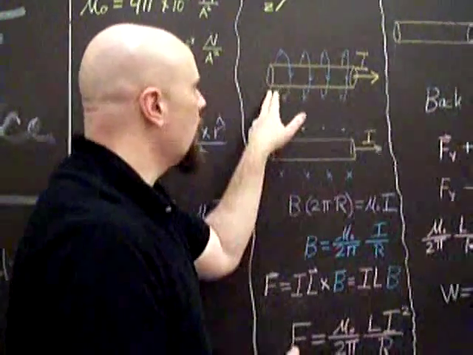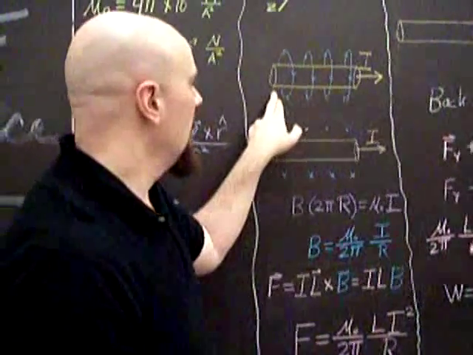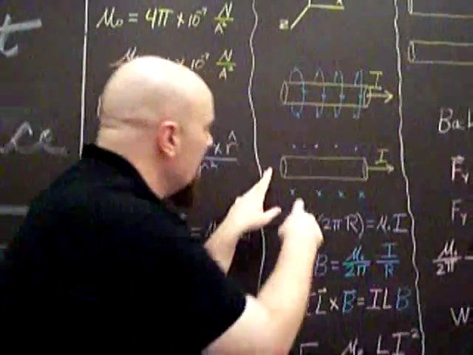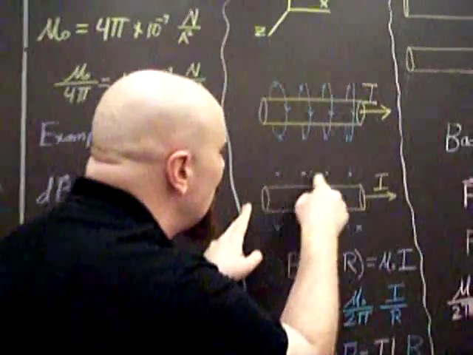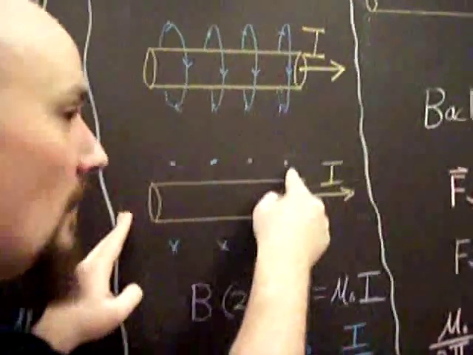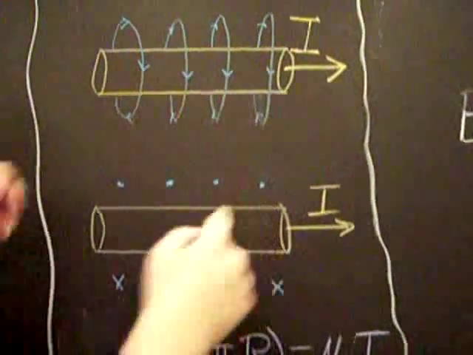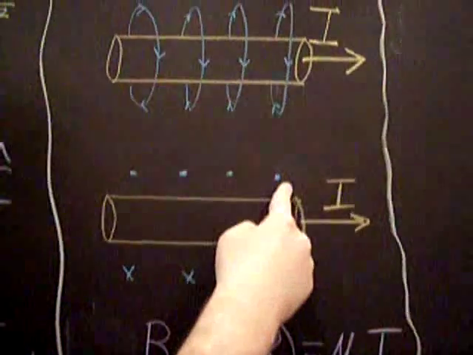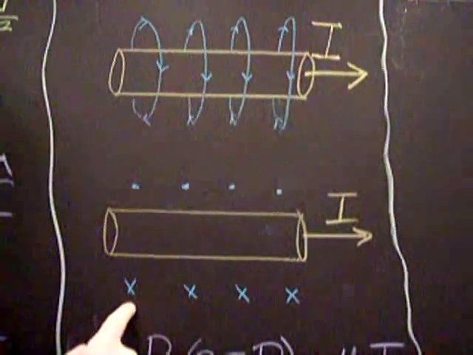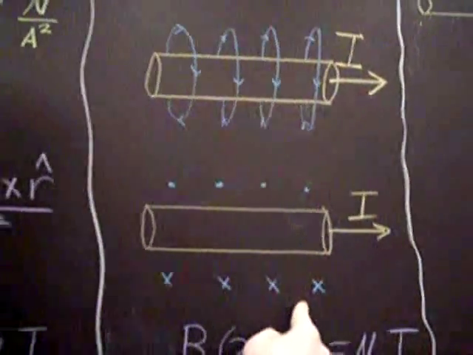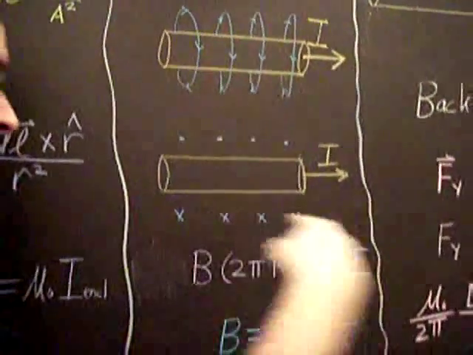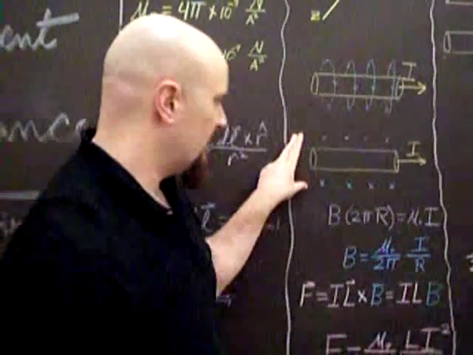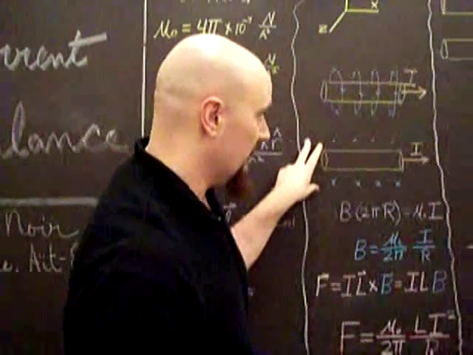All right, so this is one way to picture it. There's another way to look at this. These dots here represent arrows that are coming out of the board. It's like you're looking at the tips of the arrows coming at you. And then the crosses here represent the vectors going into the board. It's like you're looking at the tail feathers of arrows. And this representation is what I'm going to use for the rest of this.